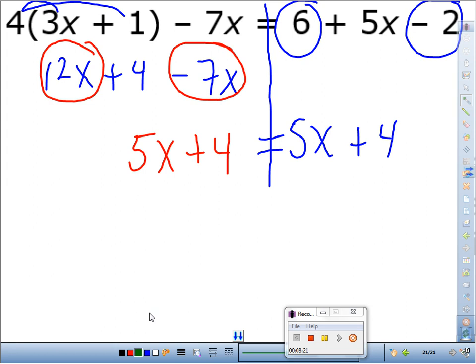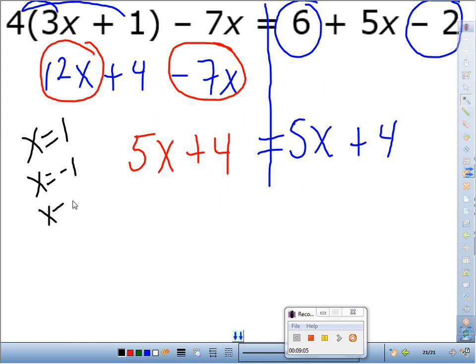Watch. For example, let's say I said x equals 1. Where do I need to substitute? Here and here. So whatever this side is at the end, this side will end up being. Are we there? Yeah. So let's see. If I substitute, what is 5 times 1? 5 plus 4, 9. That means this side has to be 9. What if I substitute negative 1? 5 times negative 1 is negative 5 plus 4, that's negative 1. Therefore, this side has to be negative 1.